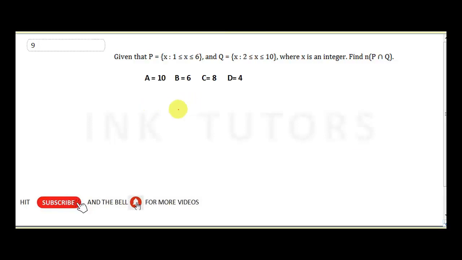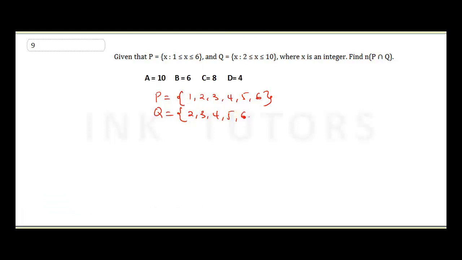So now, given that P is equal to, it says P is equal to 1, 2, 3, 4, 5, and 6, because he used a sign less than or equal to, then Q is going to be 2, 3, 4, 5, 6, 7, 8, 9, and 10. And it says find X, where X is an integer, okay? Find n(P intersection Q).